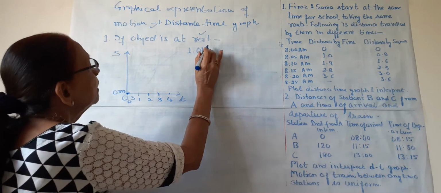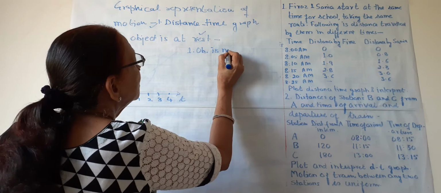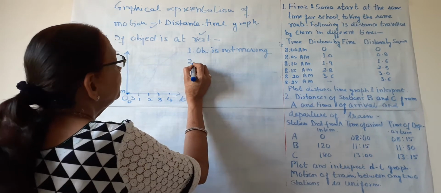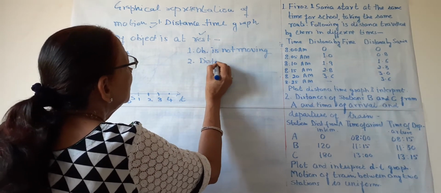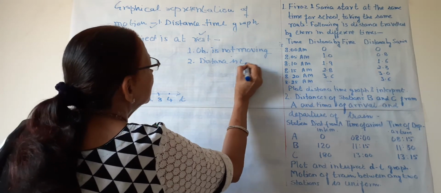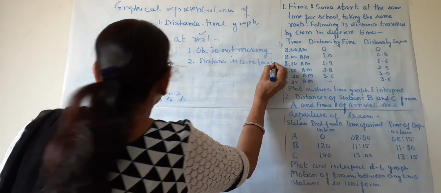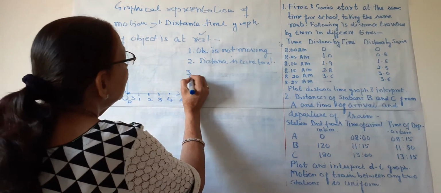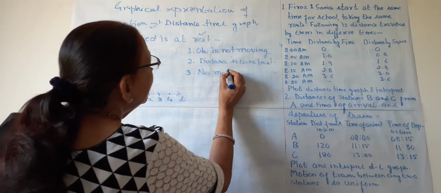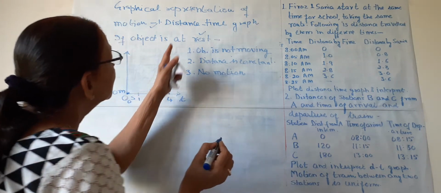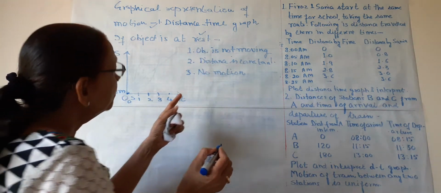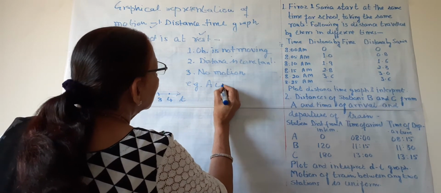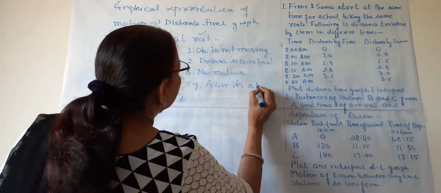First, the object is not moving. That is, it is at rest. Second, distance is constant. What does it mean? If the distance is 0 meter, it is constant at 0 meter. Third, no motion is there. Why is there no motion? Because the body is at rest. It is not moving.